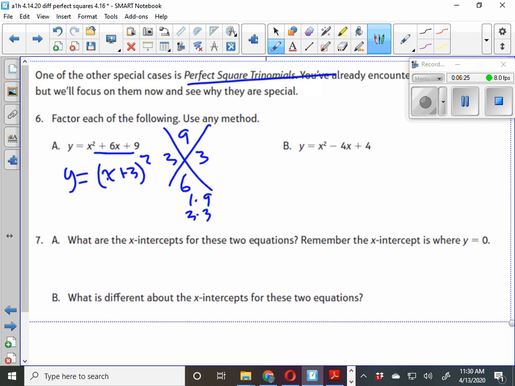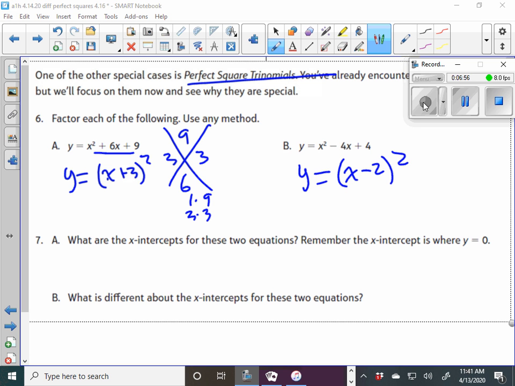All right, now before I turn you loose on B, notice that that one's minus. In order to get a positive here, it's going to have to be minus, negative times negative, which is positive. And look for the factorization. Notice that the square root of 4 is 2. If you double 2, you get 4, in this case negative 4. All right, your turn. Go ahead and see if you can figure it out.